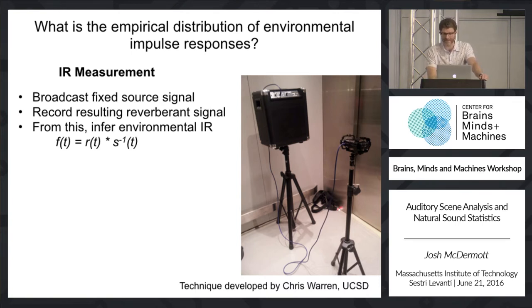So here's the apparatus that we use. There's a speaker that broadcasts a fixed known source signal, and then a recorder which records what that source signal sounds like in some particular space. Here they're set up in an elevator in Building 46 at MIT. Because we know what the source signal is, a low amplitude noise signal, and because we have the recording of what it sounds like in the space, we can, from those two signals, infer what the impulse response of the particular space is.